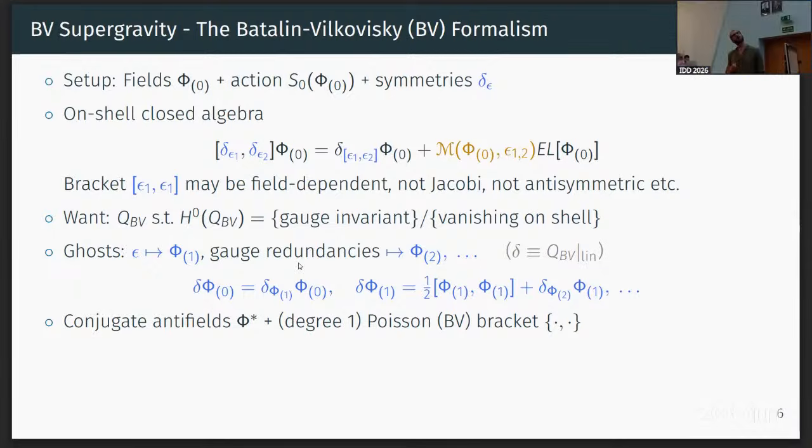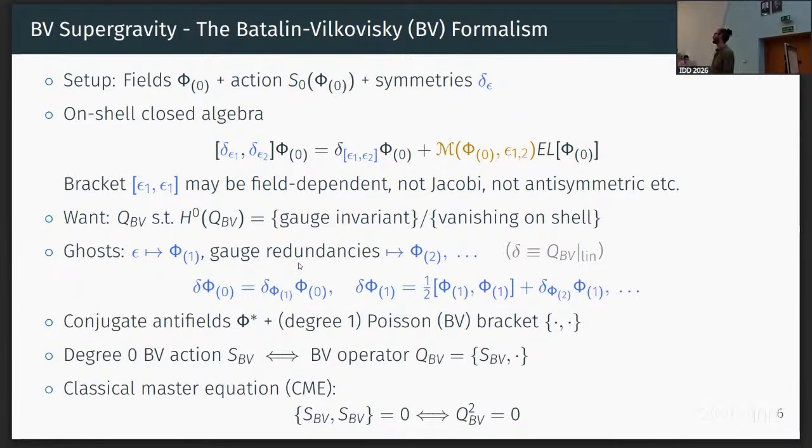And then if you look at least at the linear part of this operator, it should more or less generate these variations for your physical fields. And for your ghosts, they should transform under the bracket plus their gauge redundancies. Furthermore, you need to introduce conjugate antifields, roughly speaking, just to have some way to deal with these equation of motion terms. And because these are conjugate fields to your normal fields, you can define a degree 1 shifted Poisson bracket. So you're in the setting of graded Poisson geometry.